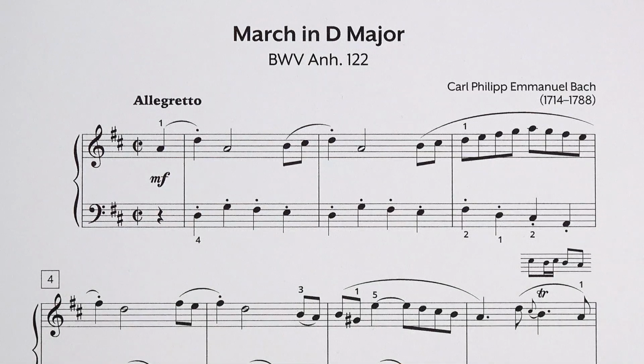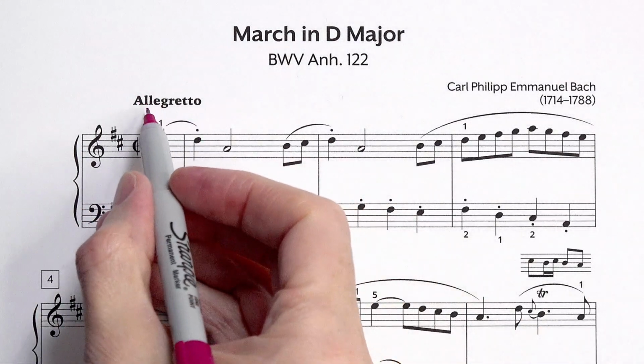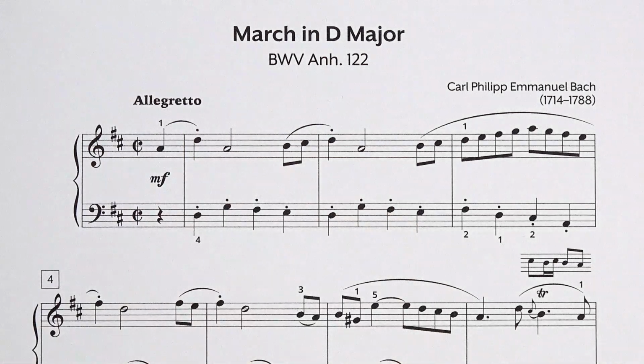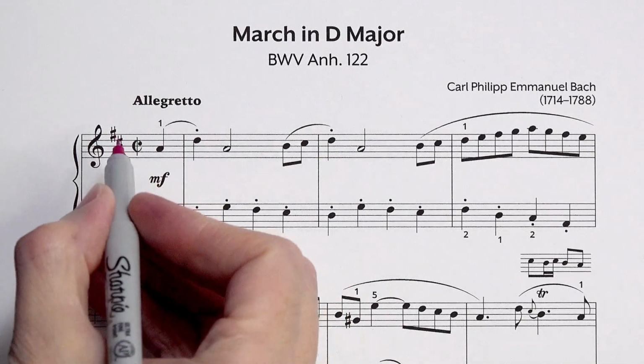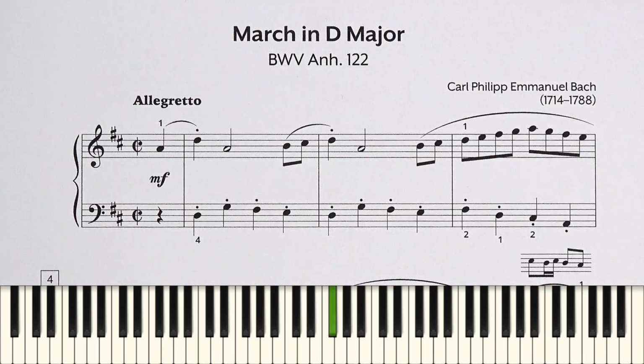All right, let's go through and answer the questions together. Number 1, what is the tempo? Your answer for that is always right here in your sheet music, allegretto, which means medium fast. Number 2, what key is this piece in? How do we figure that out? We look at our key signature. 2 sharps tells us we're either in the key of D major or B minor.